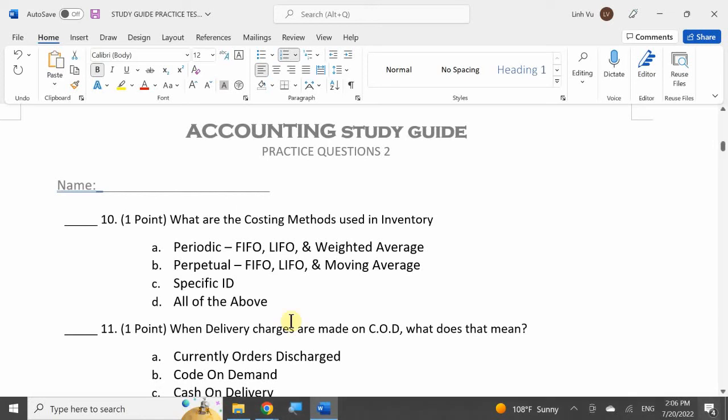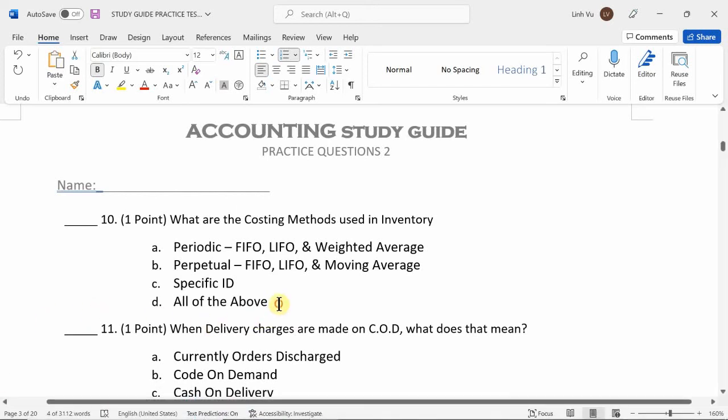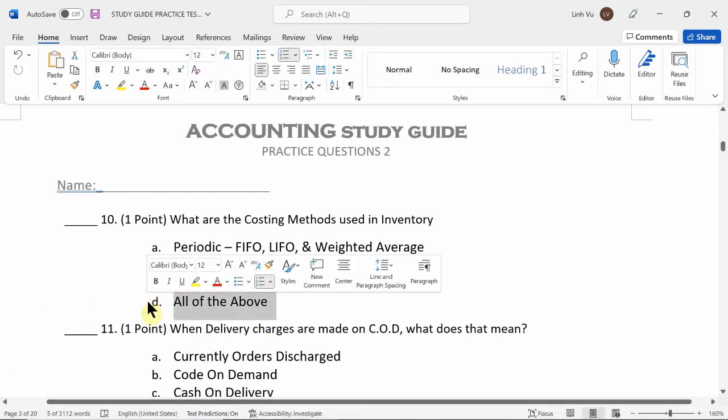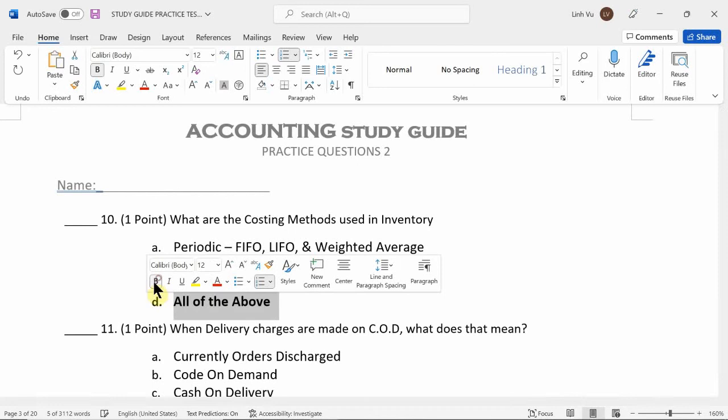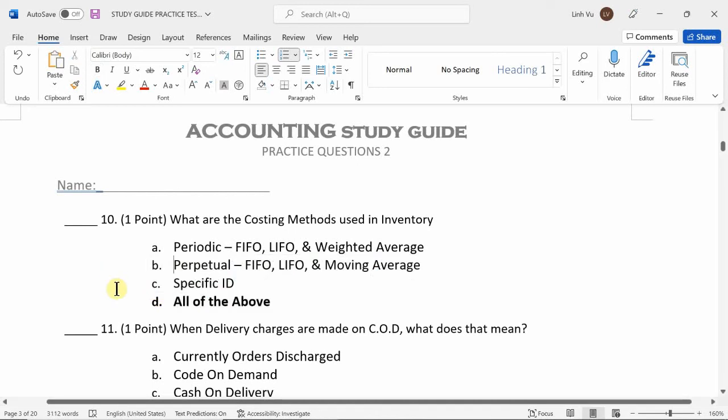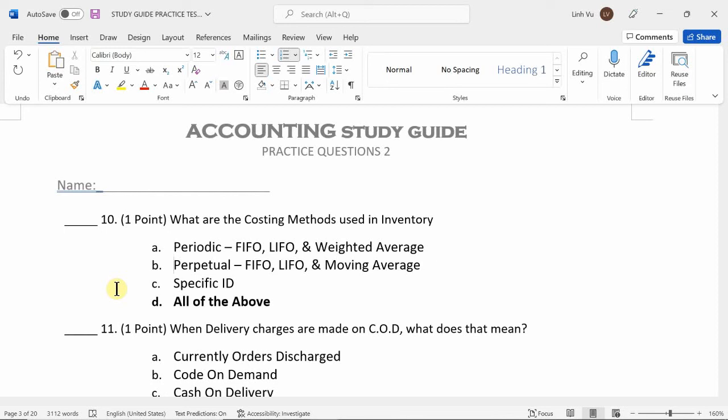D as in dog. D as in dog, all of the above, yes, right? Because I showed you, for chapter 5 and 6, we talked about the periodic inventory, and we know that the costing methods are FIFO, LIFO, and weighted average. We also taught you, right, that in chapter 7 and 8, there's such a thing as perpetual inventory, which includes FIFO, LIFO, and moving average.